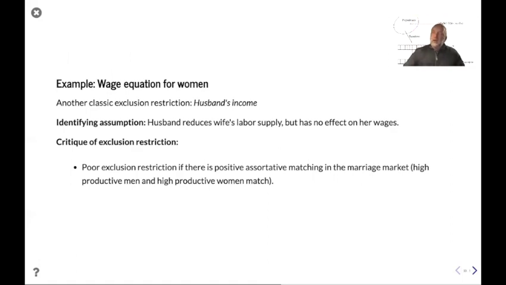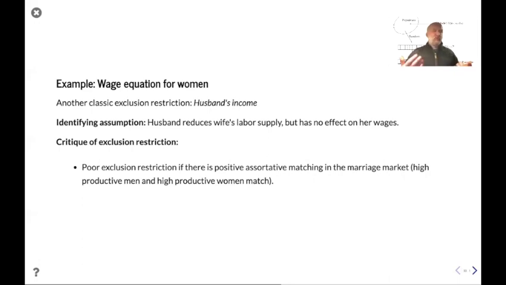Okay. So here's another classic exclusive restriction: husband's income. So again, I'm going to tear that apart. The identifying assumption is that husband's income reduces wife's labor supply, but has no effect on her wages. Okay.